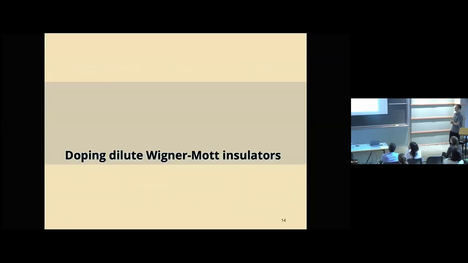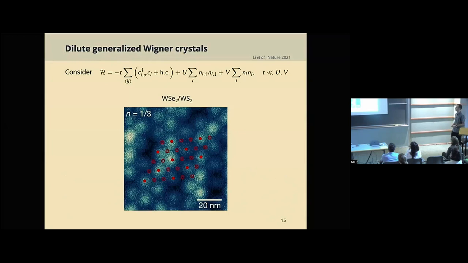Okay, let me now switch gears a little bit and talk about doping dilute Moiré-Mott insulators. And here in particular, we are motivated by these charge crystals that have been found at rather dilute filling fractions. One example in this tungsten diselenide, tungsten disulfide system would be the 1/3 filling case, where you occupy one of the three sublattices of your triangular lattice.